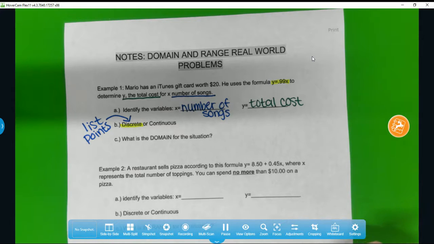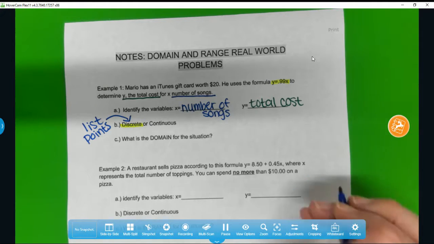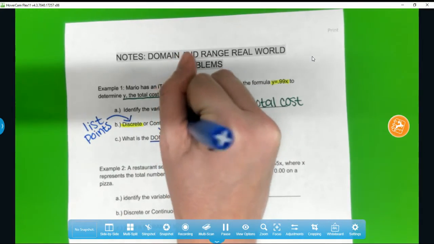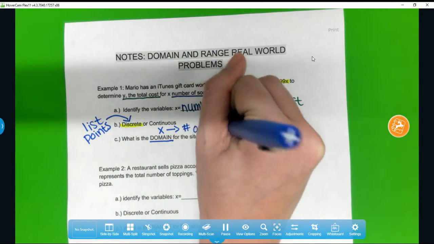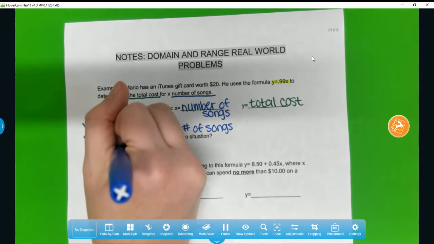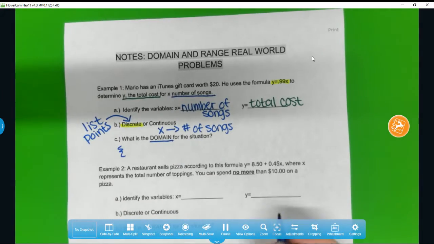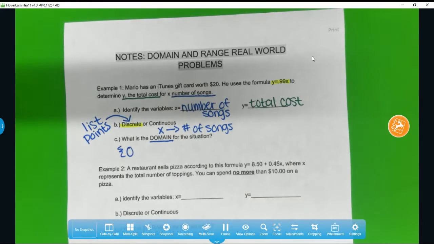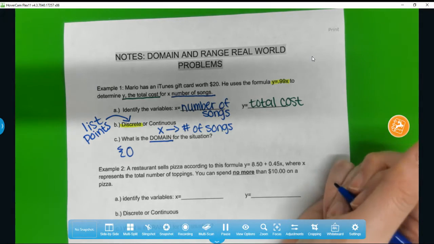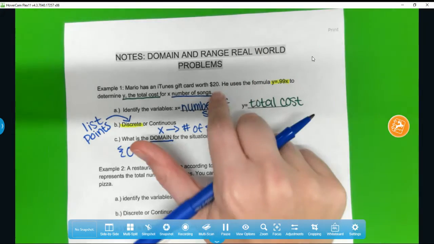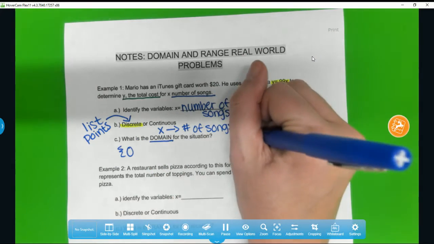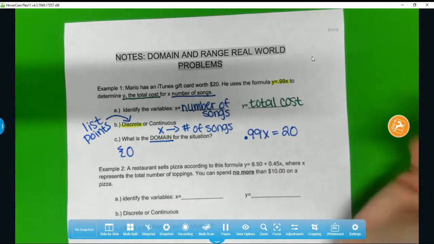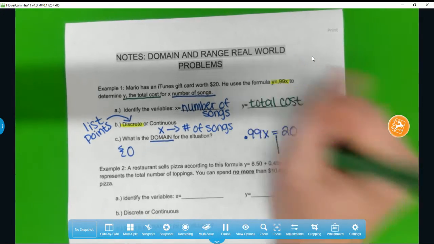So it says, what is the domain for this situation? Okay, so the domain, remember, is your x, so we're talking about the number of songs. Okay, so we have our squiggly bracket like we've been doing. The smallest number of songs he could buy is 0. We need to find the biggest number of songs. So what we're going to do, we know he only has $20, so we're going to have 0.99x equal to 20, and then we're going to solve that equation.